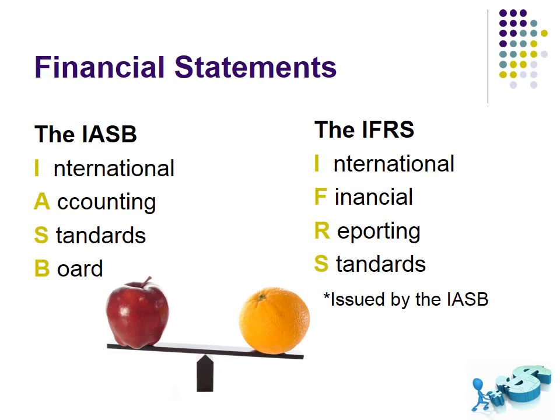We need to make sure that when we're comparing documents, we're actually comparing apples to apples and oranges to oranges, the same thing. Yes, they can both be fruit, right? They're still in the same family, but they're not the same fruit. So we need to make sure apples to apples, oranges to oranges. And that's the task that the IASB has been given to drive within this global economy.